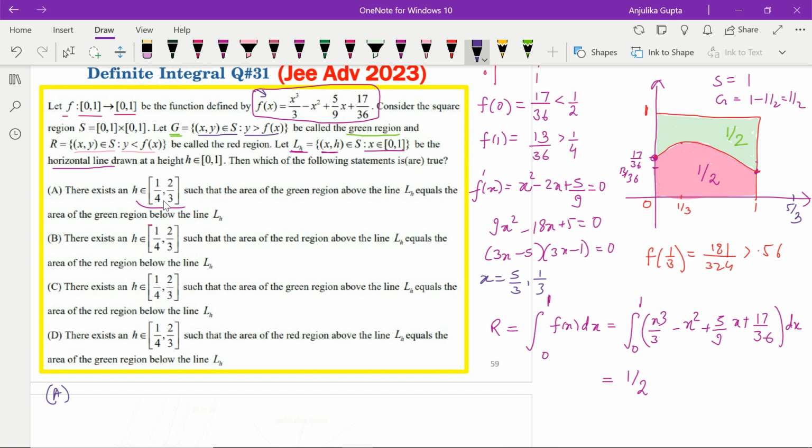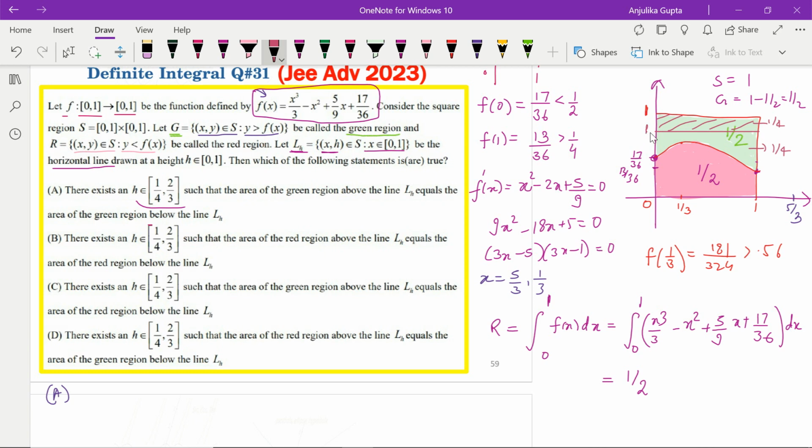Now, there exists an edge such that the area of the green region above that line is the same as the area of the green region below that line. What does that mean? It means if I have a horizontal line, let's say here somewhere, the top area should be 1/4 and the below area also should be 1/4, right? The below area is a little difficult. Let's try figuring out the top area. How do I get the top area to be 1/4?